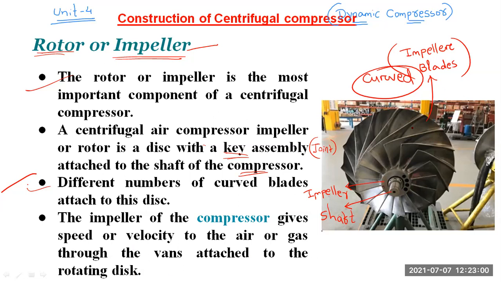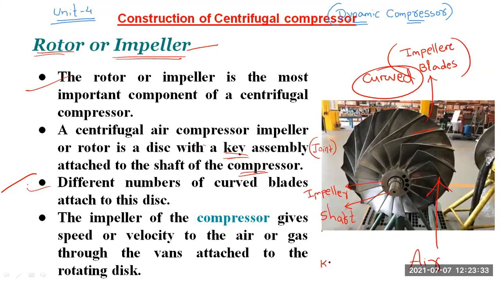Okay. So what is the use of this blade? Whenever the air enters and strikes this blade, what will happen? This blade will rotate the air. It will give kinetic energy to the air because this blade rotates it. When this air comes in contact with this blade, the air will also rotate, and when the air rotates, its kinetic energy will increase.